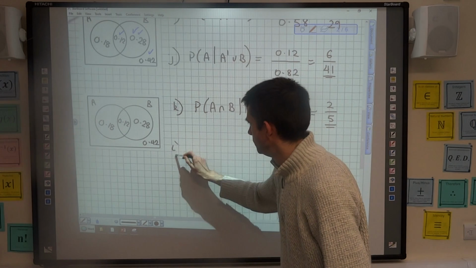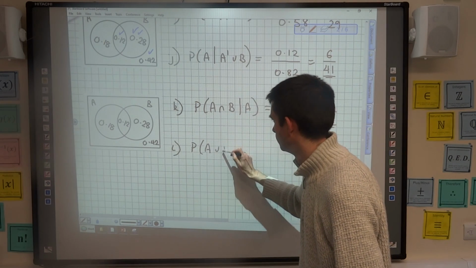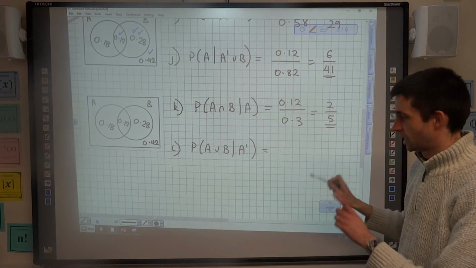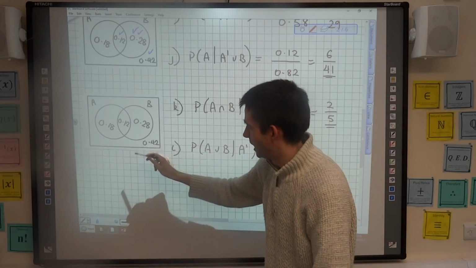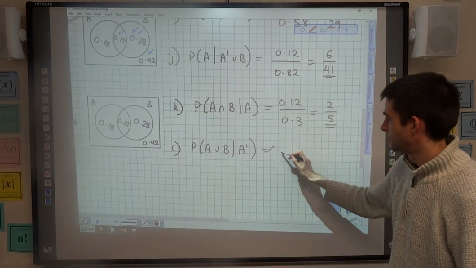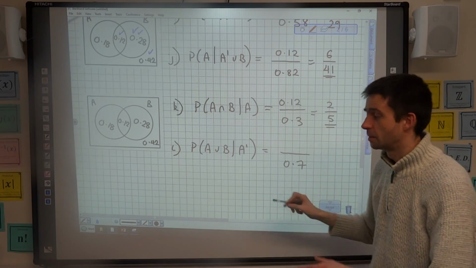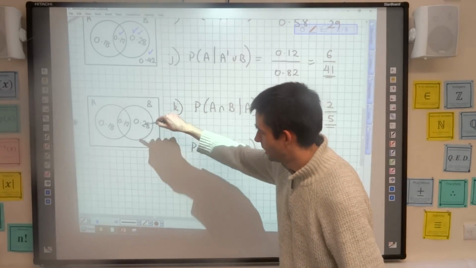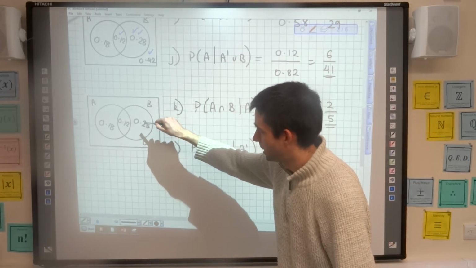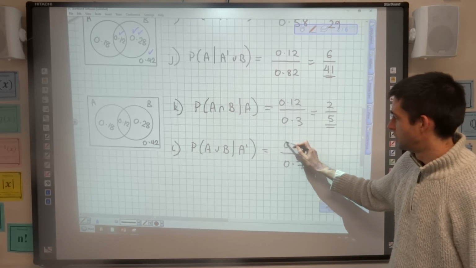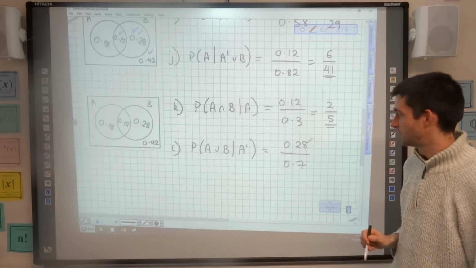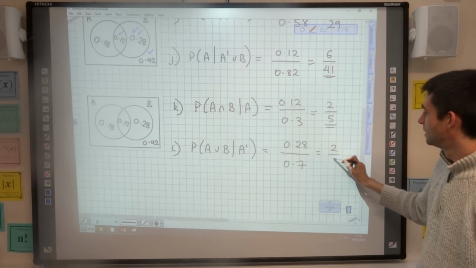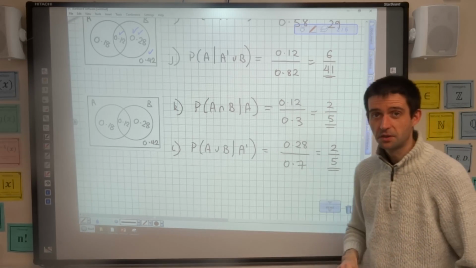Nice. And I haven't marked that Venn diagram with anything, so I can use it for L, which is the probability of A union B, given that we're not in A. Right, okay, so given that we're not in A, we're in either here or here, so it's out of 0.7, which is the bit that's not A. But the probability that we're in the union of A and B, given that we're not in A, we're only choosing out of these two sections, that's the bit that's in the union of A and B, so 0.28 is what we get on our numerator, which by a canny coincidence is also 2/5.